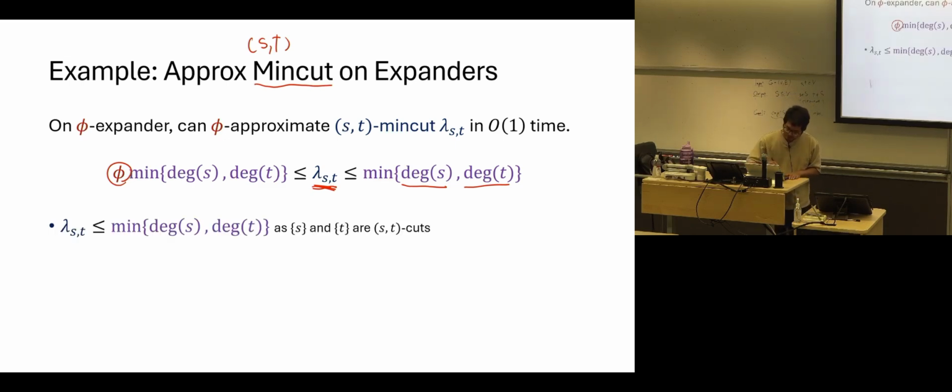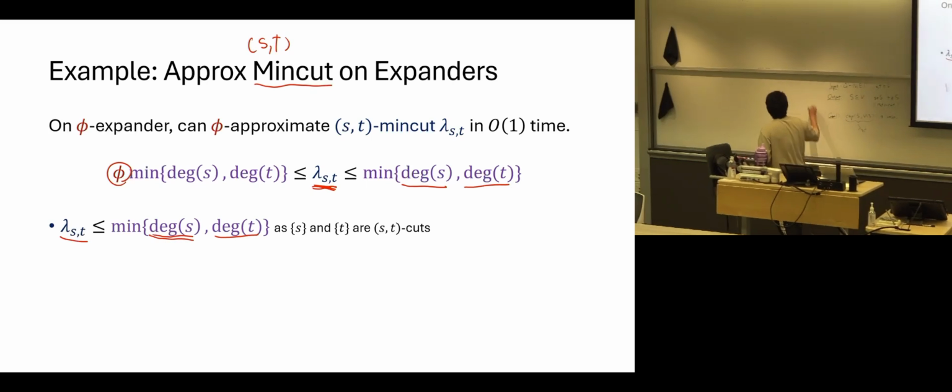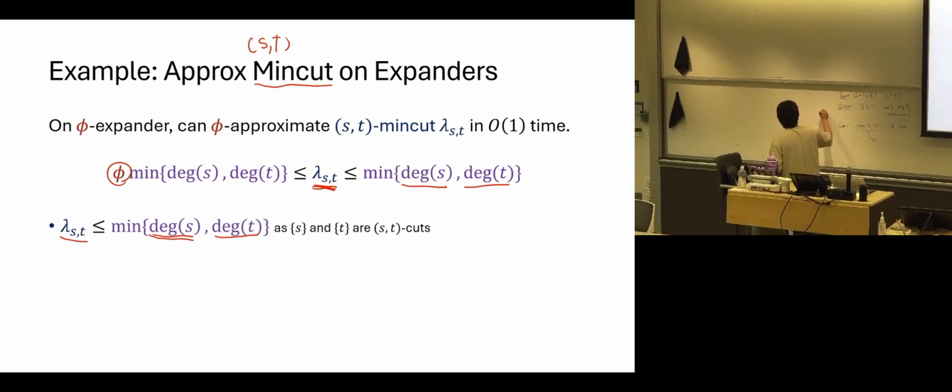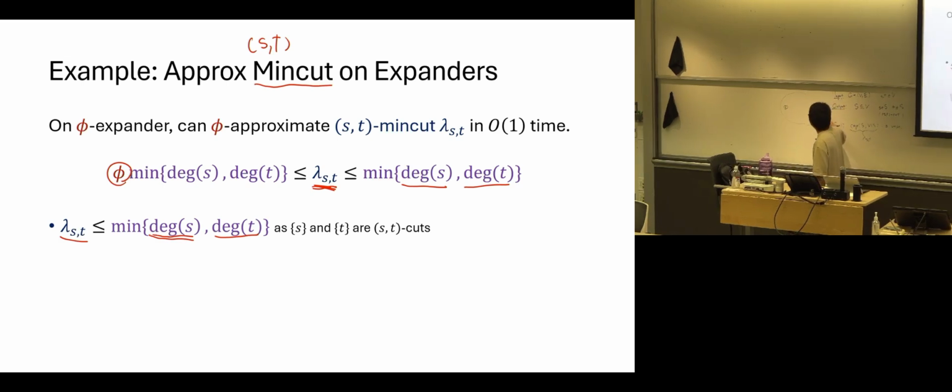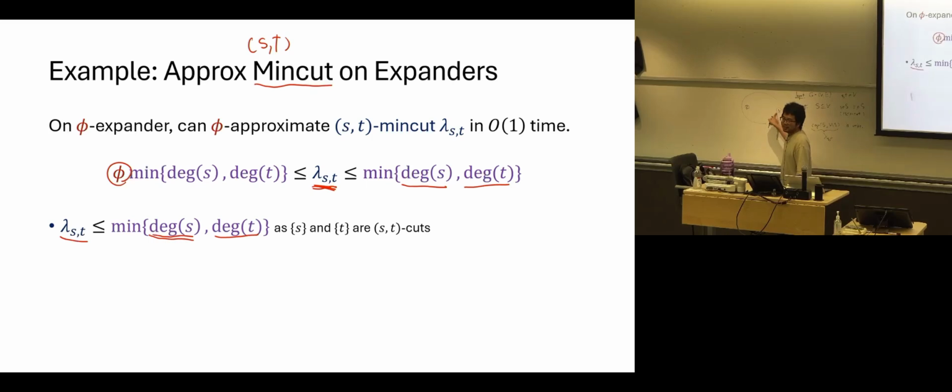The reason that lambda st is at most the degree of s and also at most the degree of t is just because if you look at a graph and you have s and you have t, a singleton cut is a candidate of an ST cut. So the min cut is at most this cut and at most this cut for sure. So this direction is kind of clear.